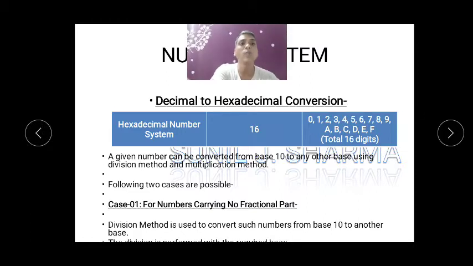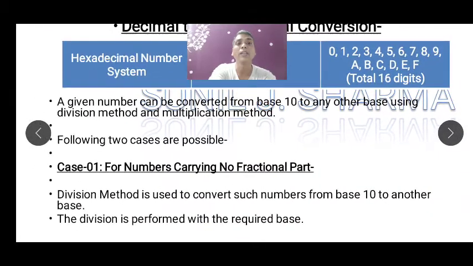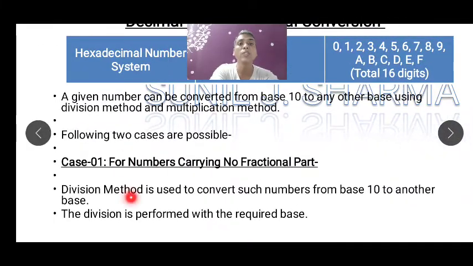When we go ahead, we will also see how to change numbers from decimal to hexa or hexa to decimal. A given number can be converted from any base to any other given base using the division method and the multiplication method. The concept is the same as we did with binary, octal and all. For numbers carrying no fraction, the division method is used. This is for the real part. The division method is used to convert such numbers from base 10 to another base.